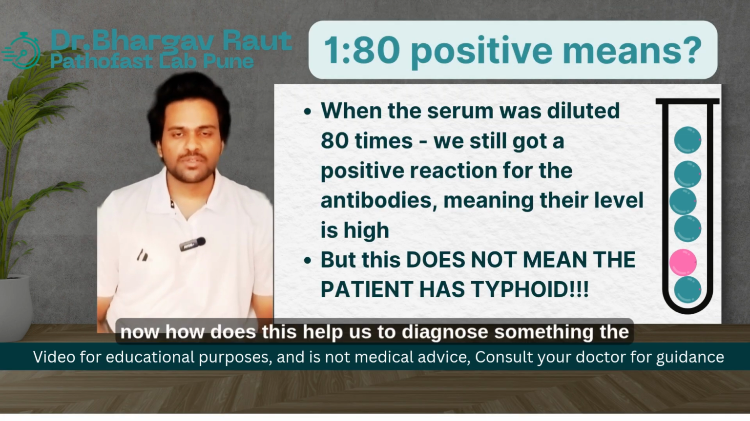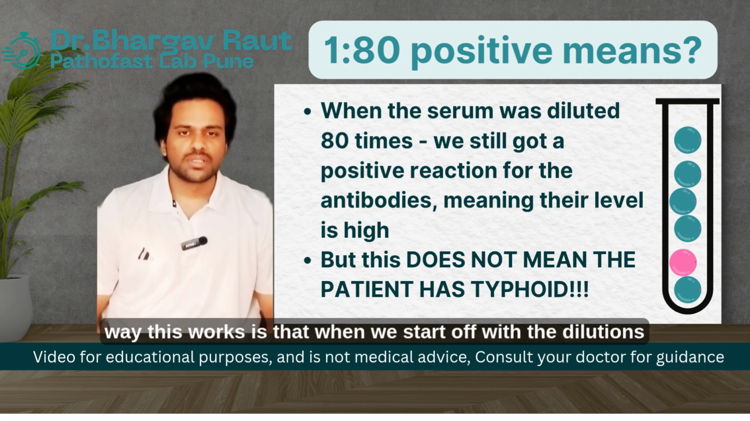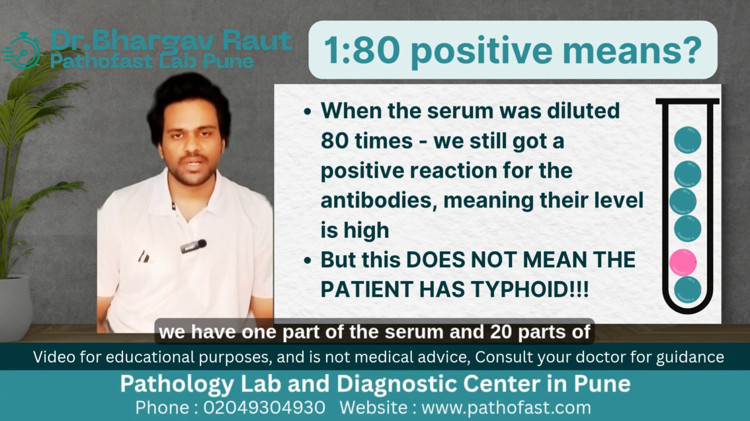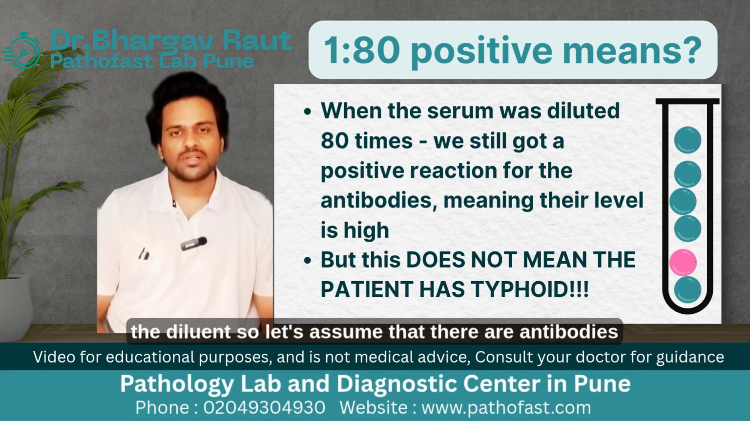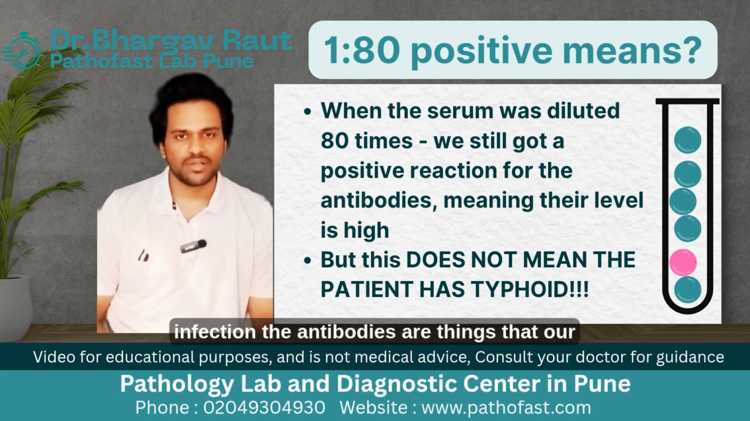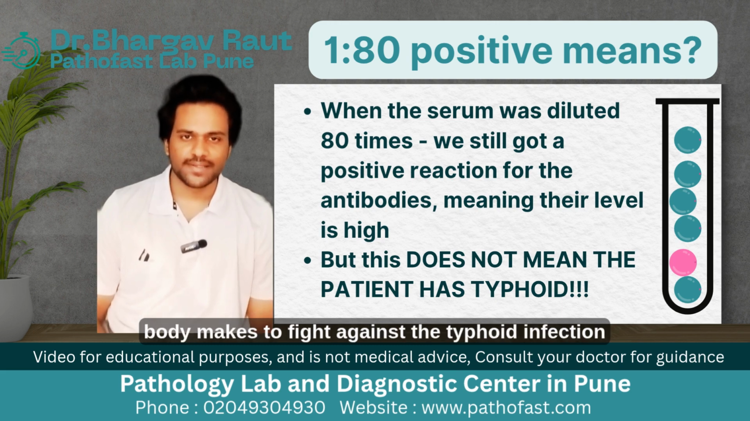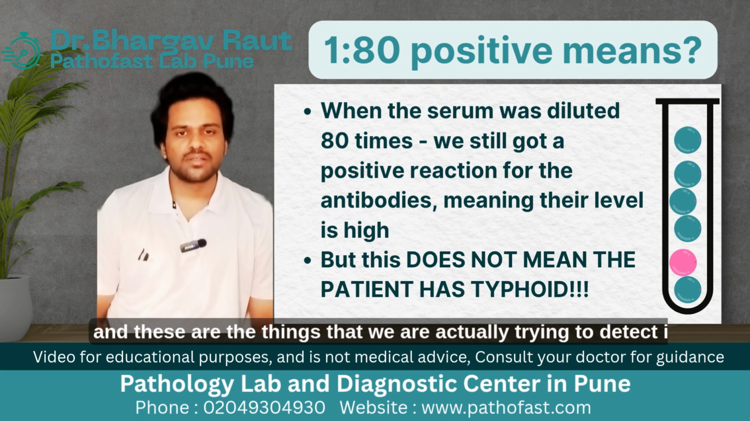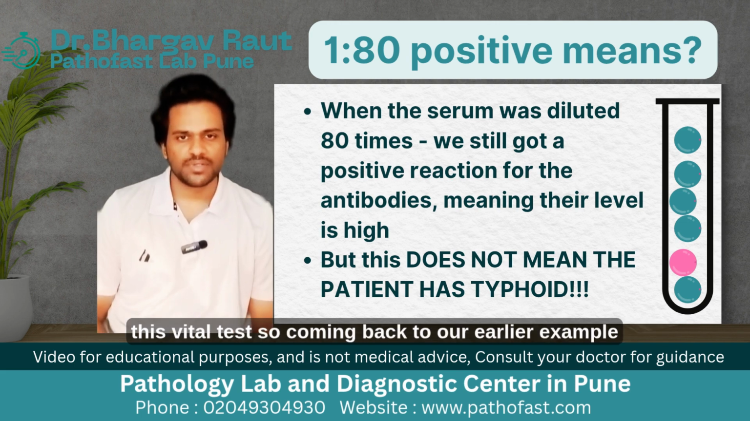Now, how does this help us to diagnose something? The way this works is that when we start off with the dilutions, we have 1 part of the serum and 20 parts of the diluent. So let's assume that there are antibodies in the serum against the typhoid infection. The antibodies are things that our body makes to fight against the typhoid infection, and these are the things that we are actually trying to detect in this Widal test.